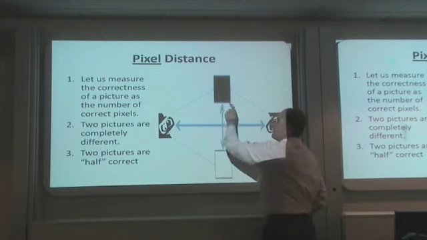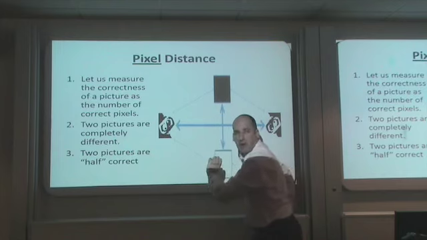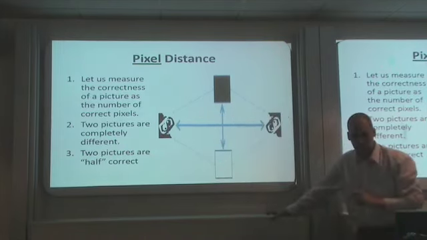Here's a blank picture. I picked this picture here because it's symmetrical, half black, half white. So this distance here is n over 2. That's if we count pixels.